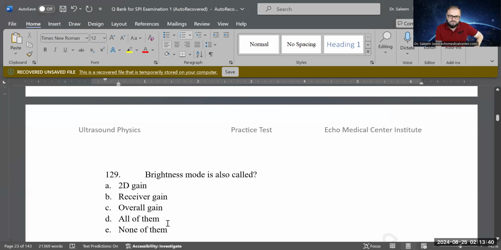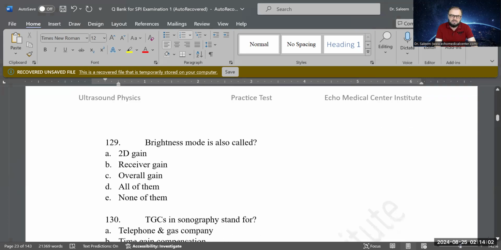Very easy question. Yes, all of the above, because brightness mode, 2D gain, receiver gain, overall gain, you give more brightness, you make your picture brighter or darker. So now we call it 2D gain. That's the common name for that. So it means all of the above is the correct answer. Good job. Let's do the next question.